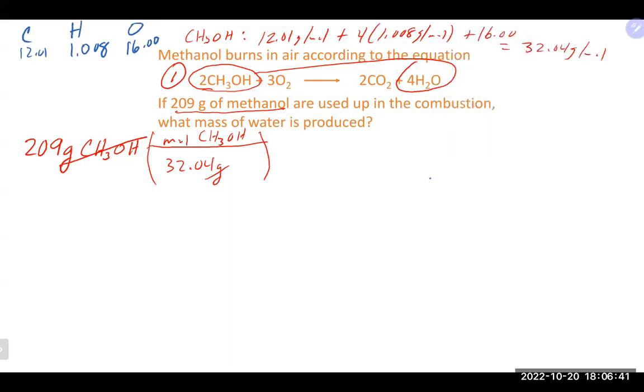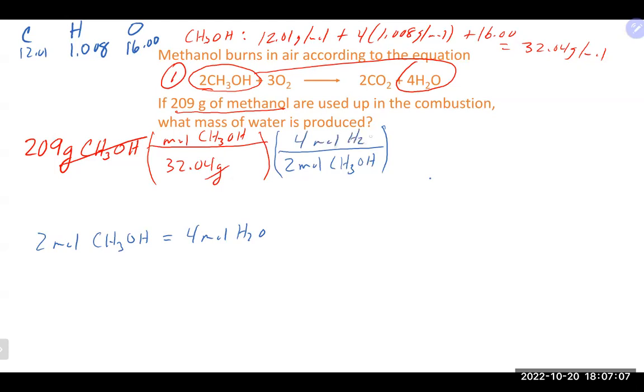And again, from the equation, we can see for every 2 moles of CH3OH, we get 4 moles of water. So continuing on with our calculation here, our moles of methanol are up on top. So to get rid of them, we go opposite. So they'll be on the bottom. And our moles of water will go up on top. At this point, if we stop the calculation, our moles of methanol cancel, and we are in moles of water, which again is close to what we want, but we do want grams.